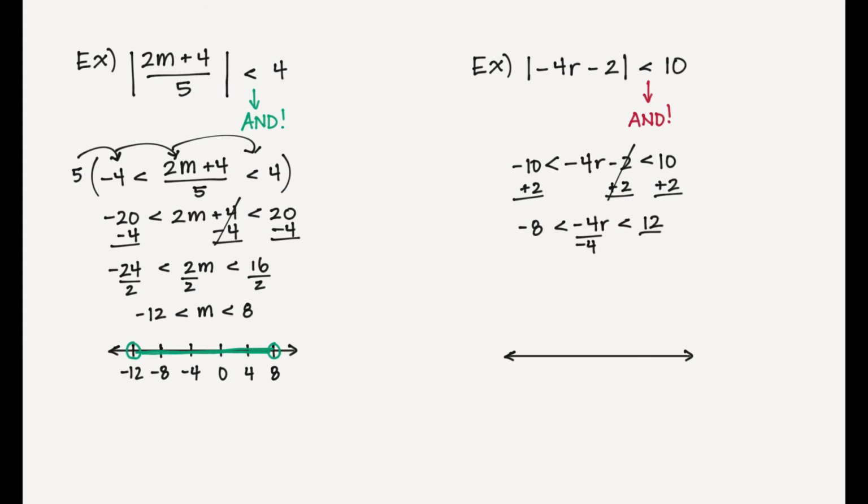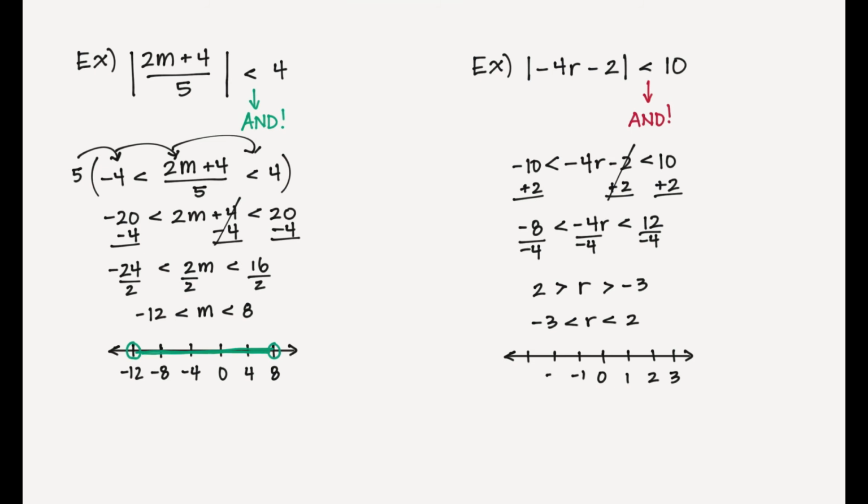And then I'm going to divide everything by negative 4. But remember, when you divide by a negative number, you have to flip your inequalities. So this is going to be 2 is greater than r, which is greater than negative 3. And I always like writing my compound inequalities from least to greatest, so I'm just going to rewrite this in the reverse order.